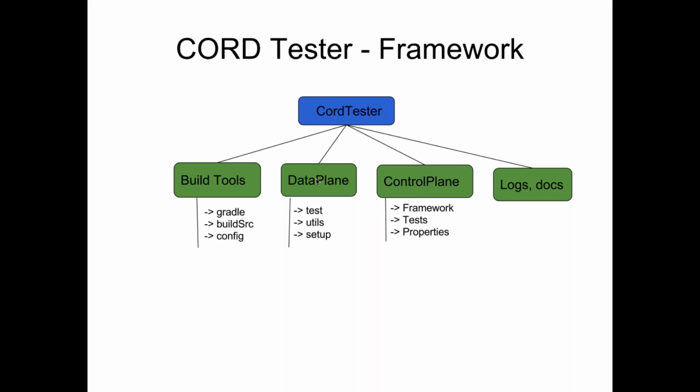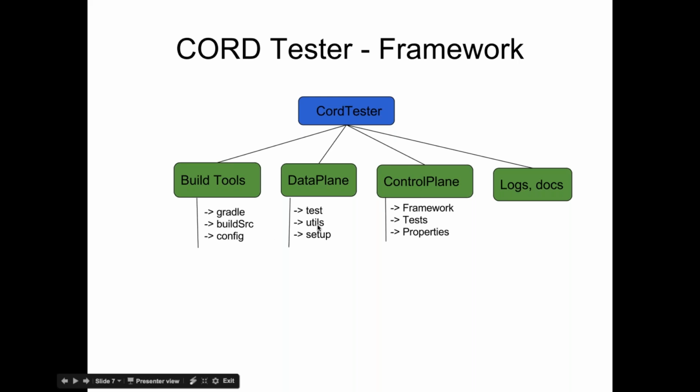For the control plane we have the XOS framework. By the way, the list over here is talking about the directories themselves under cord-tester. Take the data plane directory, which starts at src. Going from src, there is a test directory. In that directory you will have all the component modules, and you will easily recognize each directory by the name of the component itself.